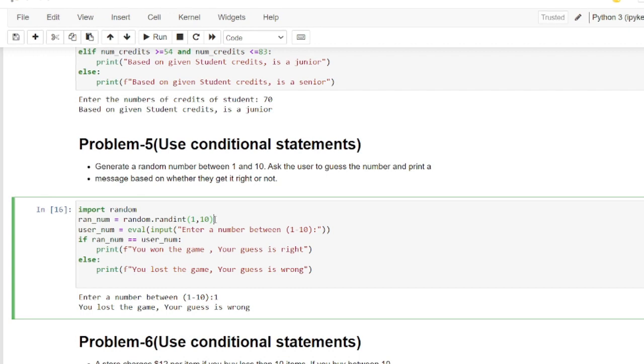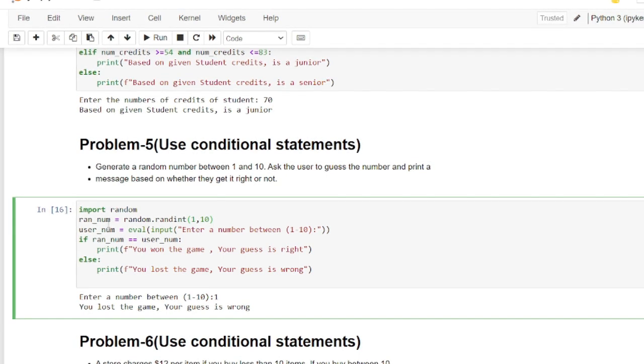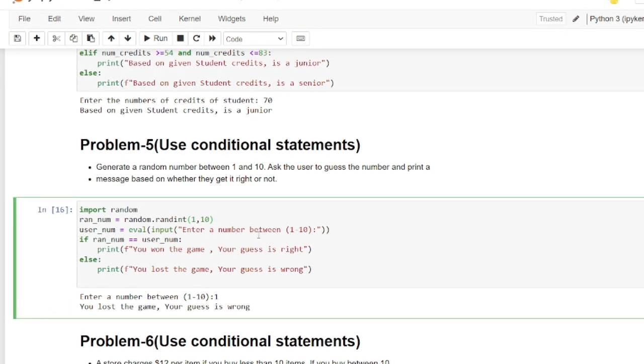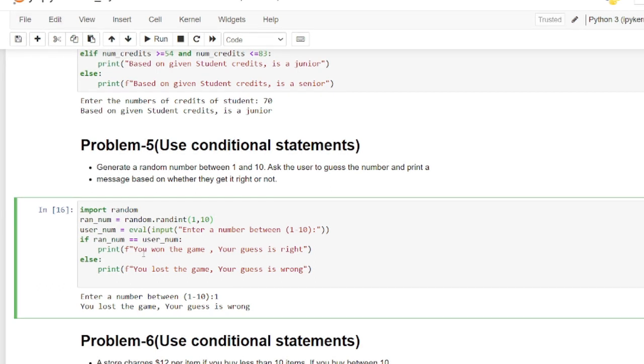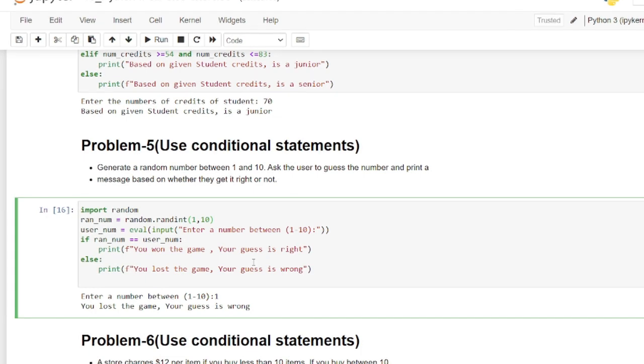So I am taking the random number between 1 and 10 and storing it in ran_number, and I am taking the user_number from the keyboard. Enter a number between 1 and 10. If both are equal, you won the game, your guess is right. Else, you lost the game, your guess is wrong.